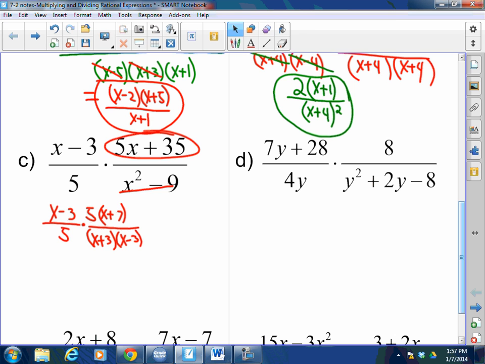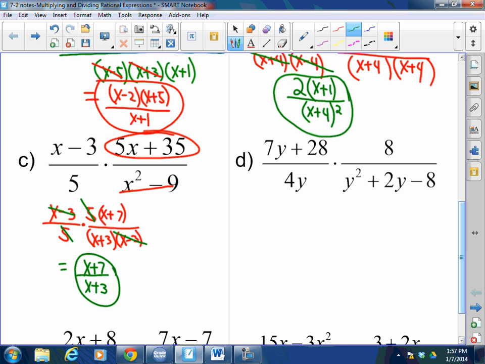Now the fun part. See you later. See you later. Goodbye. Goodbye. My answer is x plus 7 over x plus 3. Done. Just for giggles, what value of x would not be valid here? Very good. X cannot equal -3 because then it makes it undefined. Very good job, guys. Excellent.